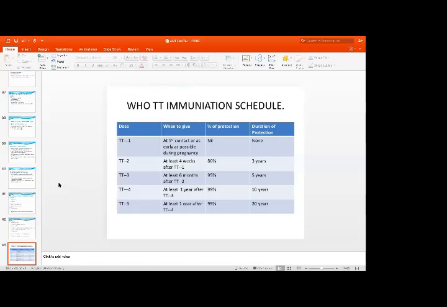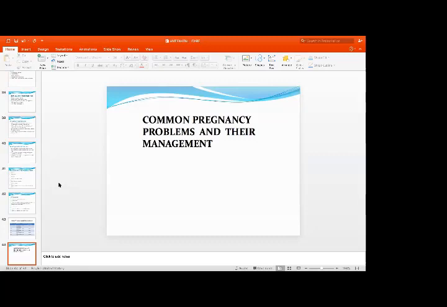And the third dose is given after 6 months of the second dose. It gives 95% protection, and it is for 5 years. The fourth dose is given after 1 year of the third dose, and it has 99% protection for 10 years. And then the booster dose is given after 1 year, which gives 99% protection for about 20 years. So this is the WHO immunization schedule for tetanus toxoid. Now, what are the common pregnancy problems and their management?